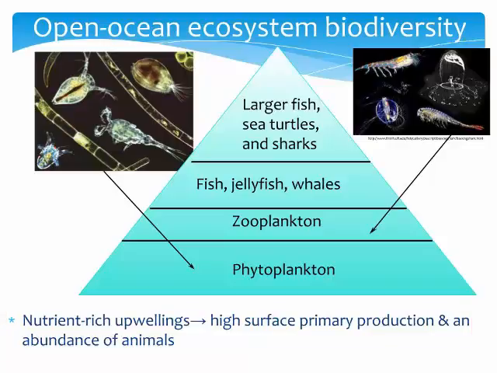The base of the ocean food chain is the photosynthetic, microscopic phytoplankton. Phytoplankton include algae, protists, and cyanobacteria. Phytoplankton are therefore primary producers of the ocean.